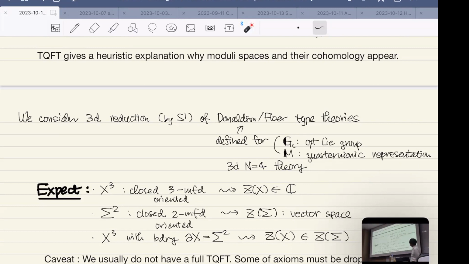But I also add some other object, which is a symplectic representation. In the physics language, this is called a hypermultiplet. And this is called the three-dimensional N=4 supersymmetric gauge theory. So for the original Donaldson-Floer theory, G_C is SU(2) and M is equal to 0. For this choice you get Donaldson-Floer theory, but we consider the one-dimension-smaller case. So this is three-dimensional.